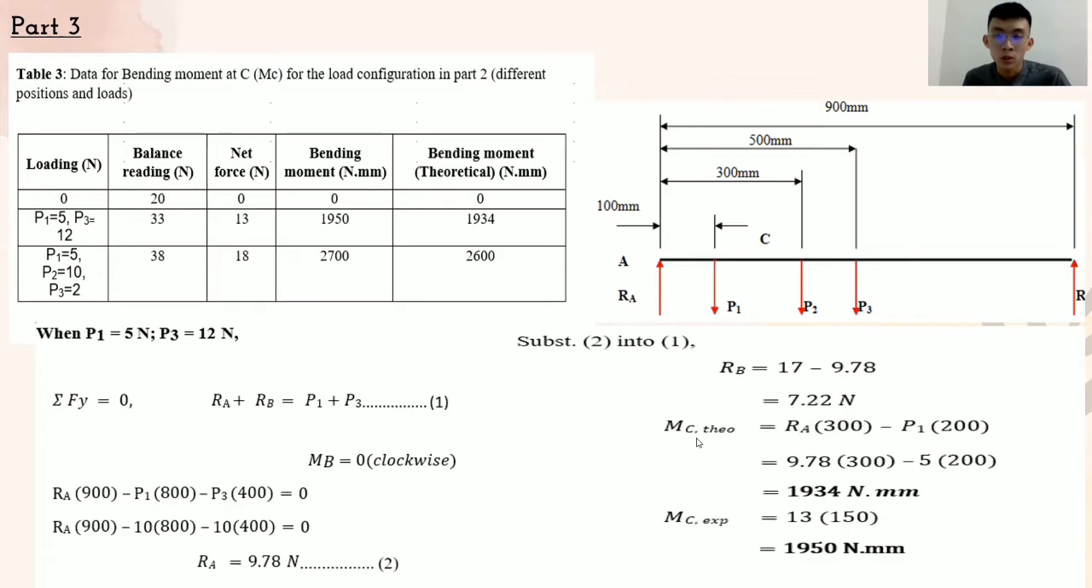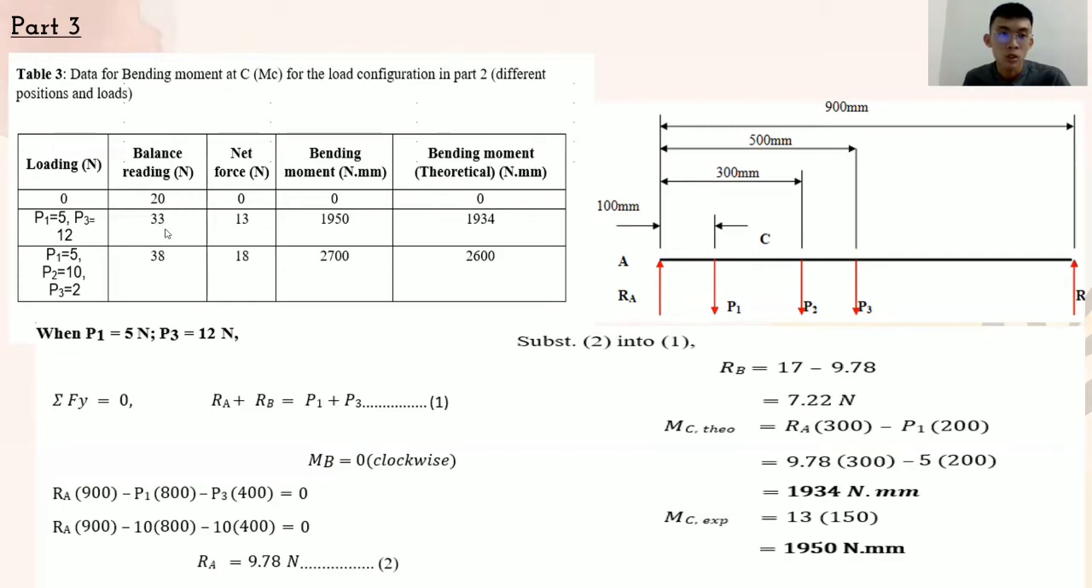To calculate the theoretical value for bending moment at point C, we use RA times 300 minus P1 times 200, so the value will be 1934 Newton millimeter. To calculate the experimental value for bending moment at C, from the table, we can see when the loading is 5 Newton for P1 and 12 Newton for P3, the balance reading is 33 Newton and the initial reading will be 20 Newton.